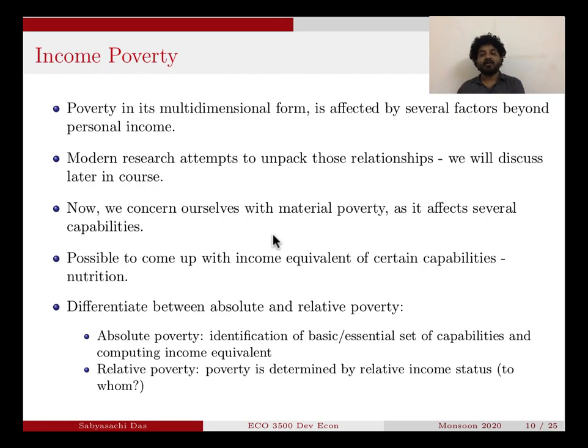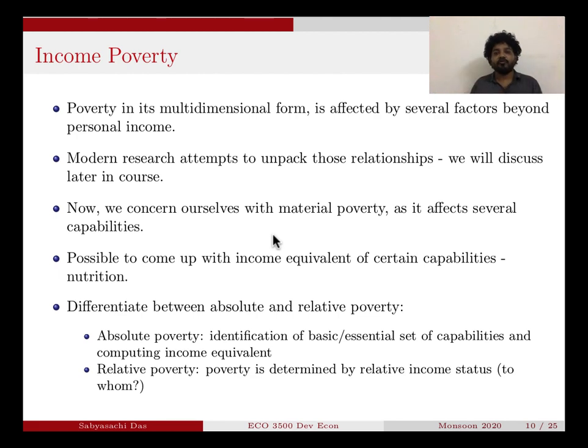Further narrowing down our focus. So first, as I have already discussed, poverty is a multidimensional concept, conceptualized as a capability deprivation, and therefore various aspects of society affect poverty well beyond an individual's income.